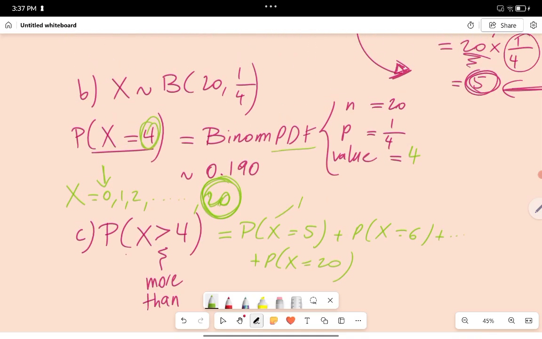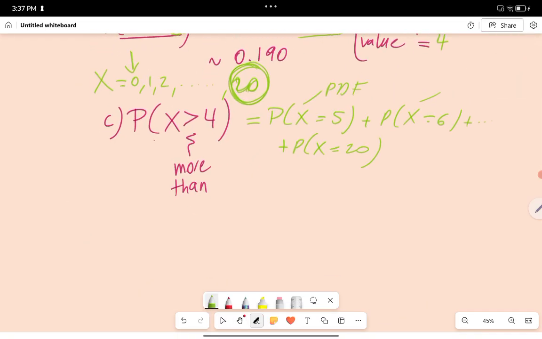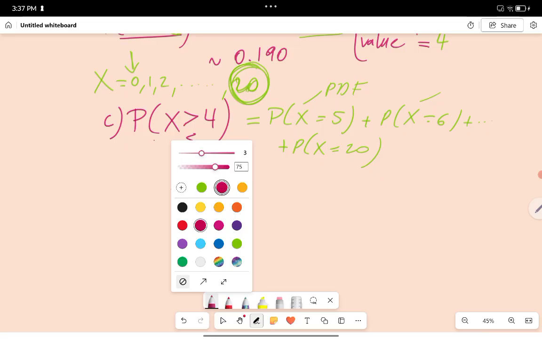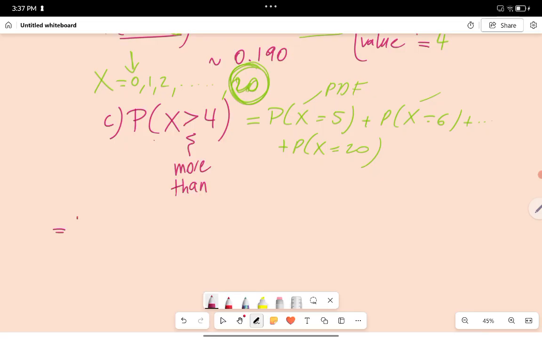So we're going to use PDF, and so on. But that's a lot of work. So our calculator is going to help you out here. And the calculator is going to say, hey, I can do this, but you should give me the CDF because CDF is for range. And for the CDF, we need the n, the p, and the lower bound and the upper bound.